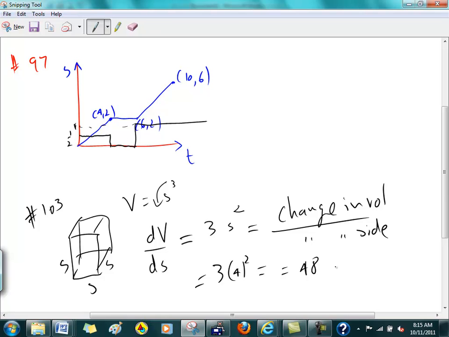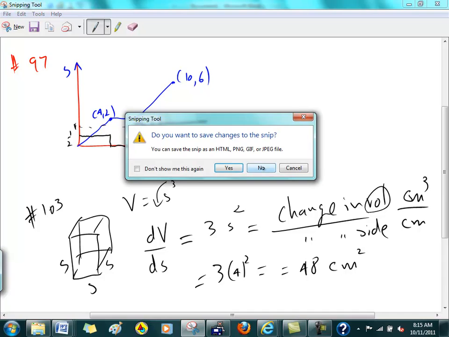So what should the units of this be? Let's think about this. What are the units of volume? Well, in this case it's going to be centimeters cubed because it's volume. Yes? And downstairs, the side is in centimeters, so your unit should be centimeters squared. Okay? You guys all right on this stuff? Yeah? Okay. Moving on to today's lecture then.